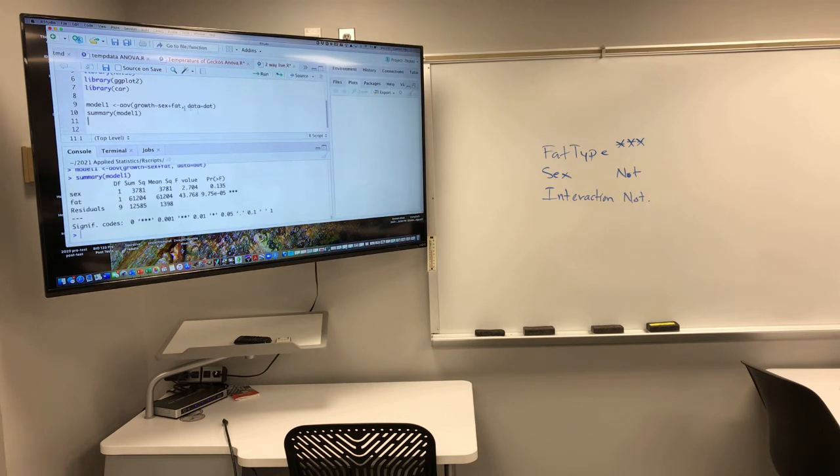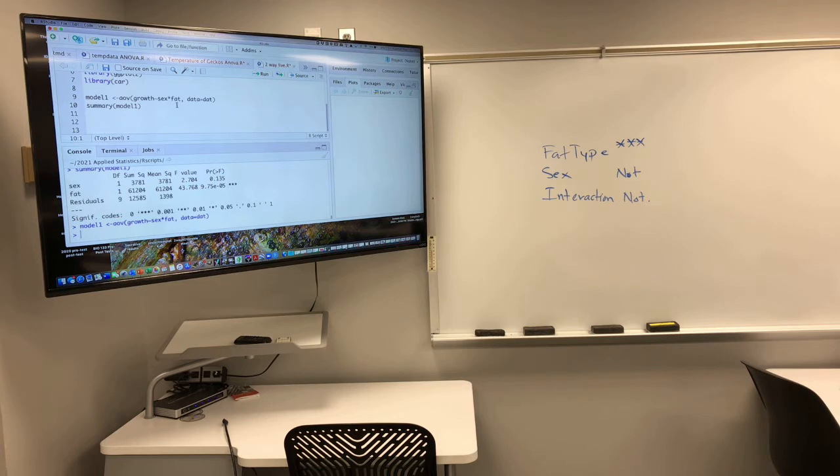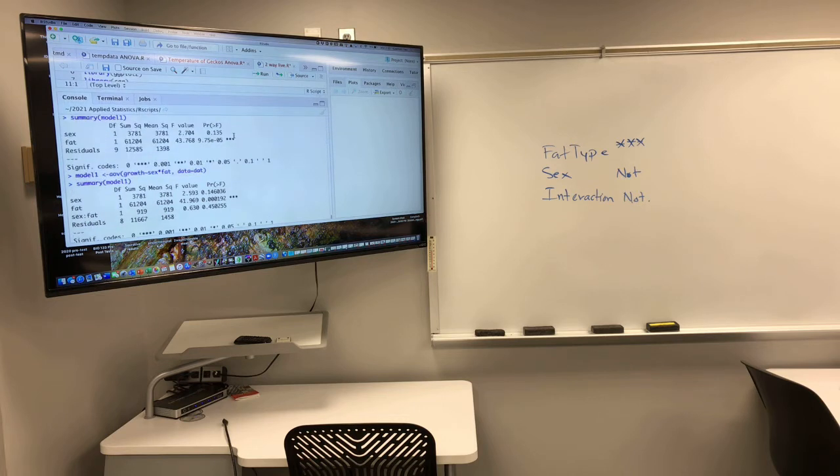So you have to tell it to do the interaction term by using the asterisk. And now you can see that the interaction term is there. Now notice in these two ANOVA tables, and I pointed this out last time, that the effect of sex is the same, 3781. The effect of fat is the same, 61204, because those are generated by looking at the row means and column means versus the grand mean.